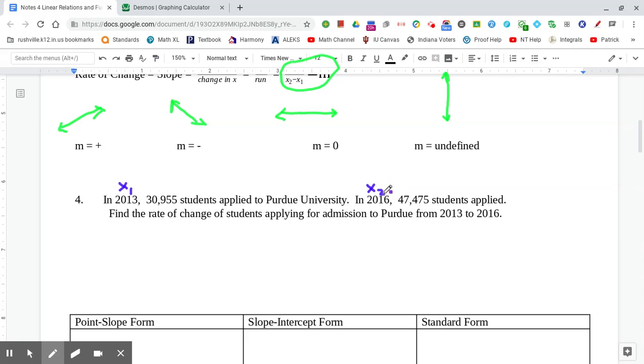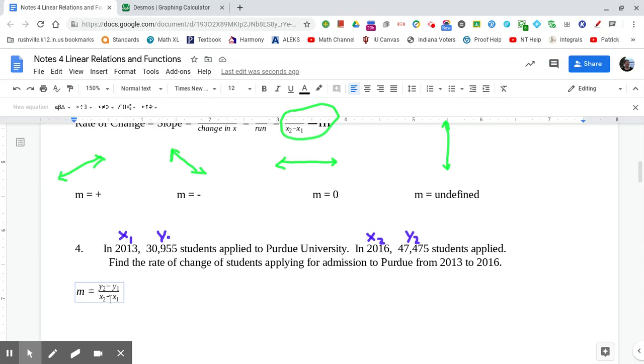So we're going to use subscripts: this was the first, this was the second. And then this is the y value associated with the first x value, so we're going to call this y1. And then here we have our second y value, associated with our second x value, so we're going to call this y2. To find the rate of change, we're just going to plug these into the slope formula that we have up above.